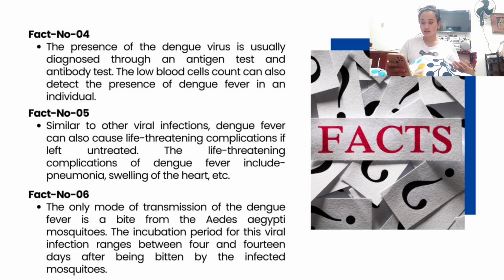The sixth is the only mode of transmission of dengue fever. The incubation period for this viral infection ranges between 4 and 14 days after being bitten by the infected mosquitoes. So dengue fever is transmitted exclusively through the bite of Aedes aegypti mosquitoes. The incubation period for this viral infection ranges from 4 to 14 days after being bitten by infected mosquitoes.